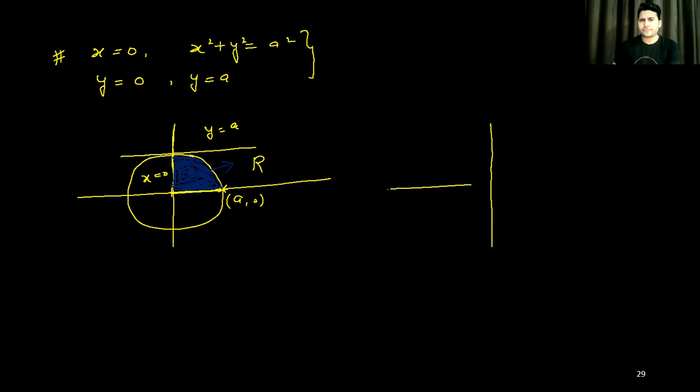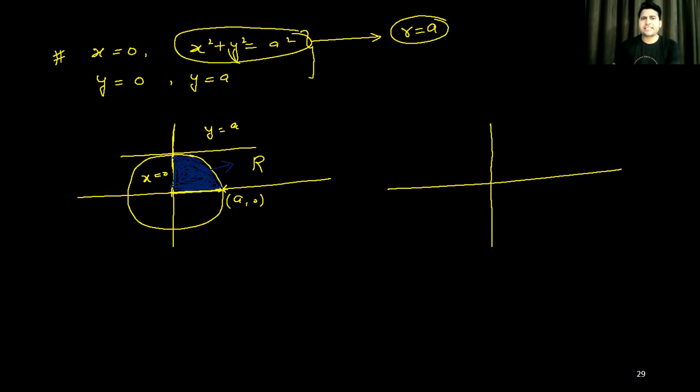Let us see how. I convert this circle using x equals r cos theta and y equals r sin theta. I will get r equals a, which is the equation of the circle in polar coordinates. So once again, r equals a is the equation in the r-theta plane.